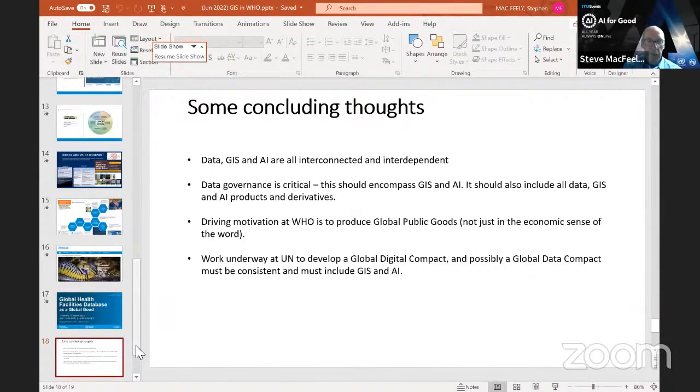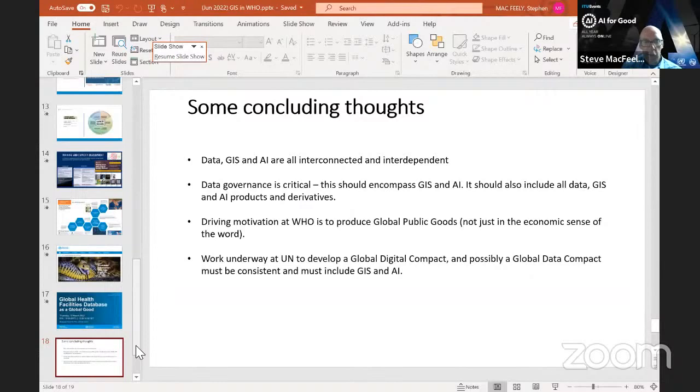As I mentioned, the driving motivation at the WHO is to produce global public goods. When I talk about public goods, I mean not just in the economic sense of the word, but in the broader sense where we're trying to do something of value that publics can use. So I'm not talking in the narrow sense of being non-exclusive, non-rival or non-excludable, but just more in the sense that we're adding value to the public and the public can use them.